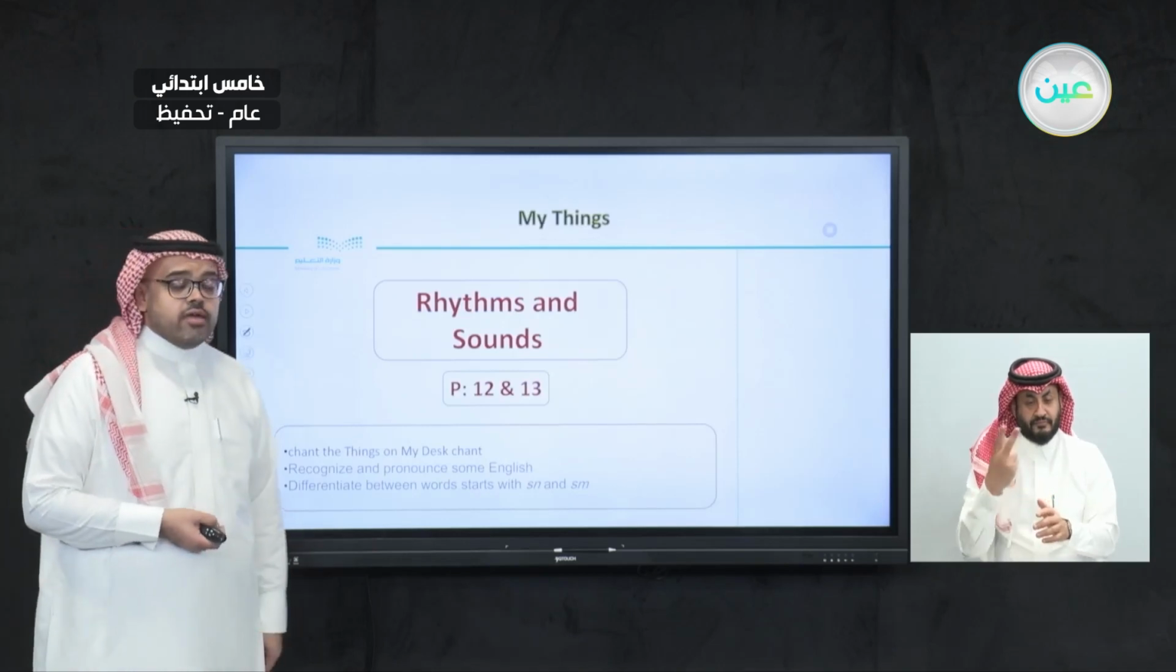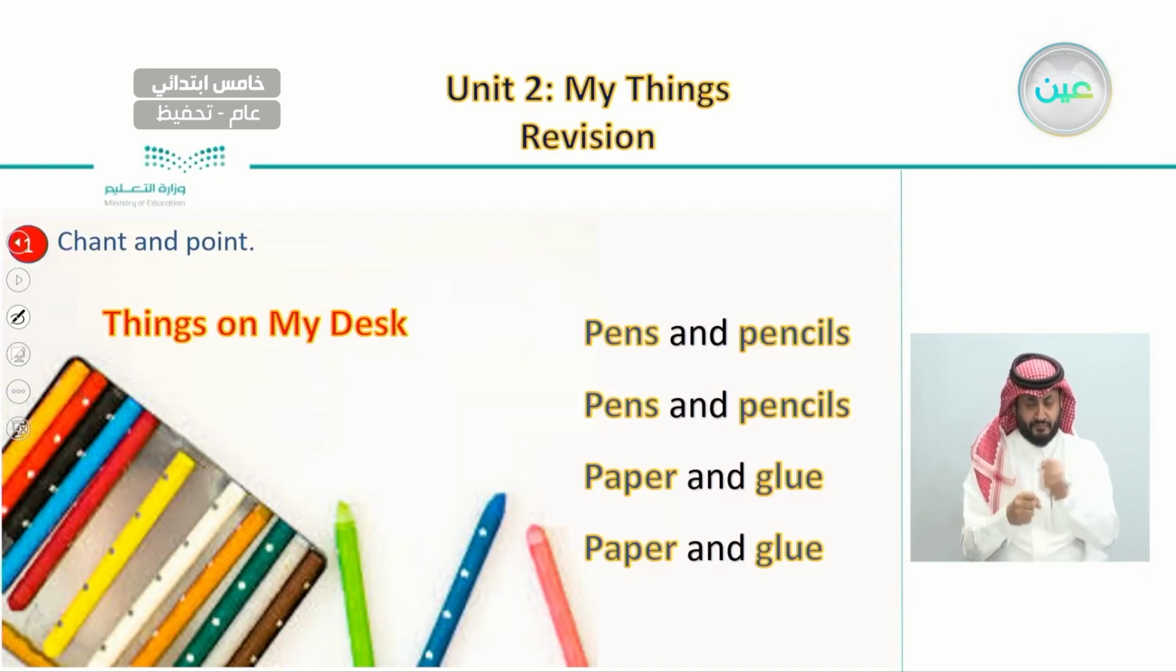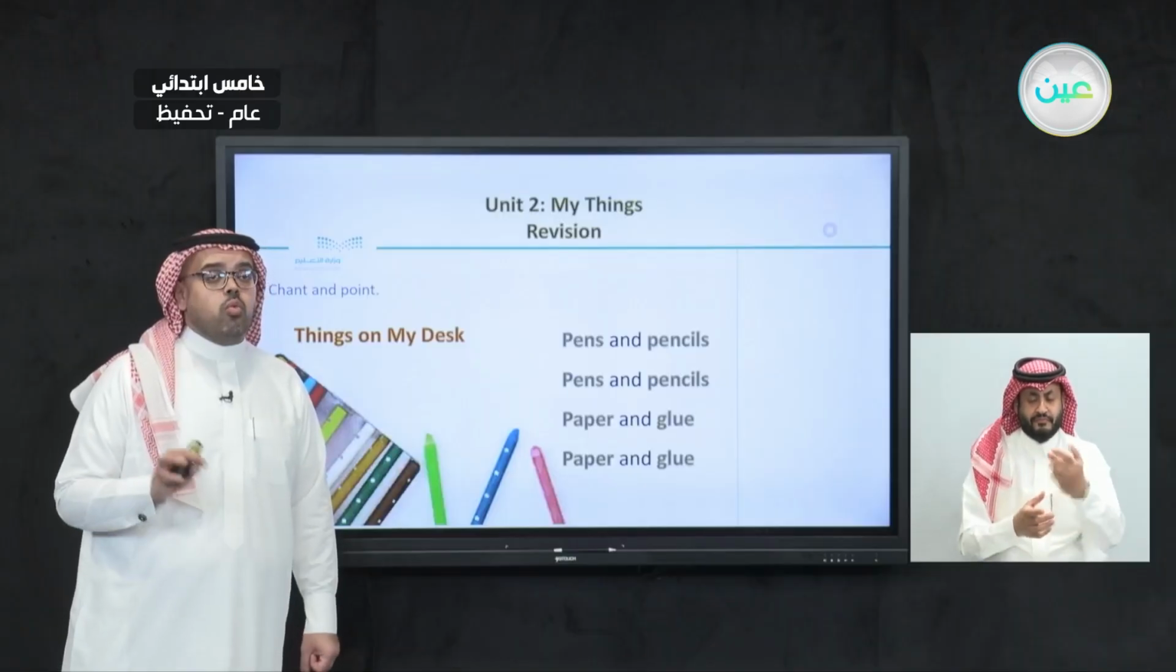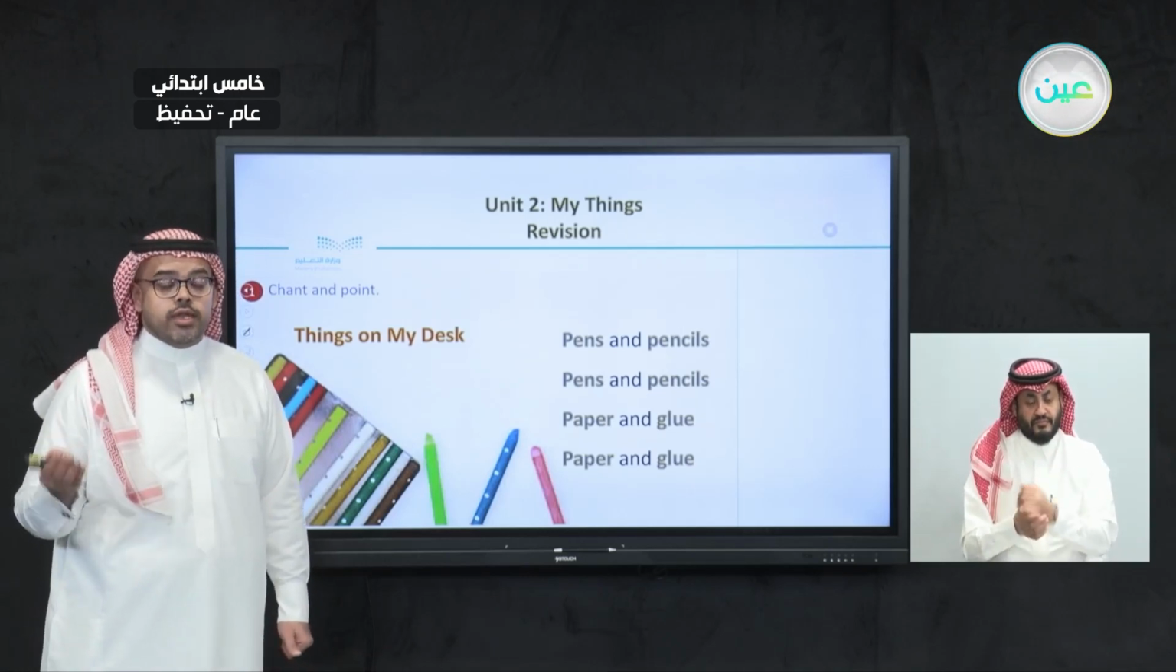The other lesson we have in this unit was called Rhythms and Sound on pages 12 and 13. Our goals were to chant the Things on My Desk chant, and also to recognize and pronounce some English words and differentiate between words that start with SN and SM. The first thing we did with this chant is that we listened to a chant called Things on My Desk. Now let's listen one more time to this chant, and then we'll move straight on to the next lesson.